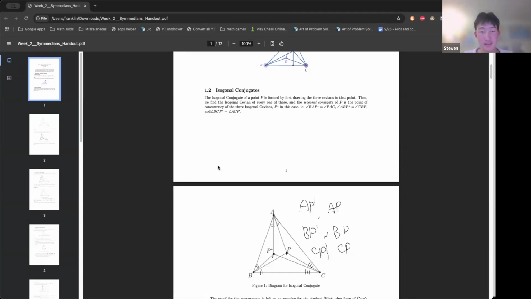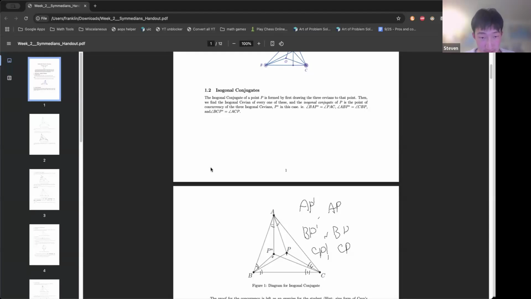Alright guys, does this definition make sense? Please put your hands up if it makes sense. Okay, good, great. Okay, let's move on.